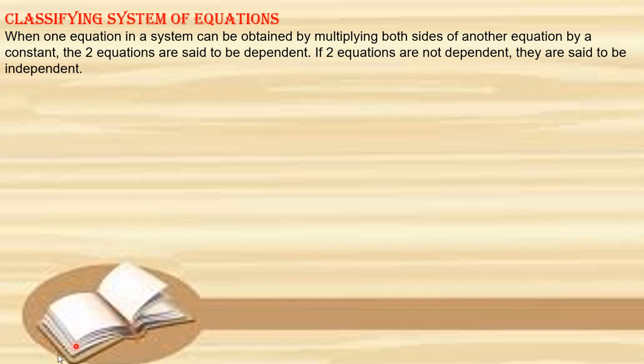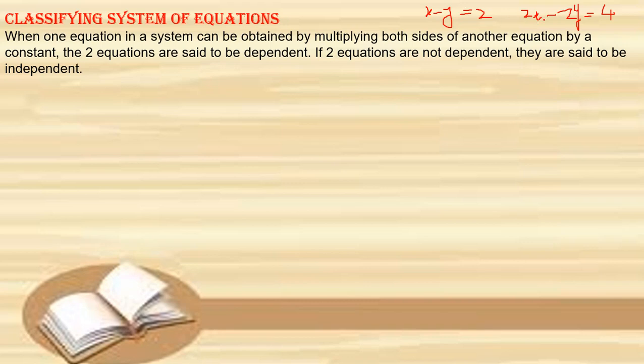Suppose we have the equation x minus y is equal to 2, and one more line equation is given, 2x minus 2y is equal to 4. Now here, let us understand the concept of dependent equations. In these two equations, what is the relation? When we multiply the first equation by 2 on both sides, we get the second equation. That means they are related to one another.